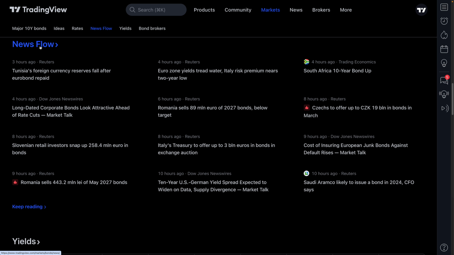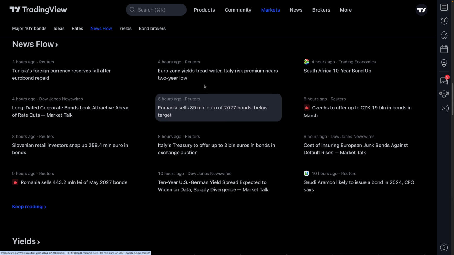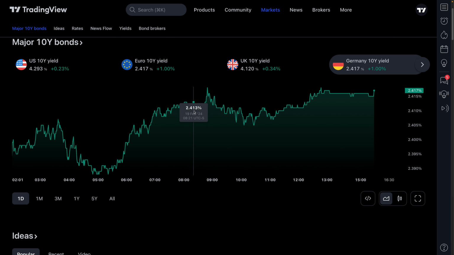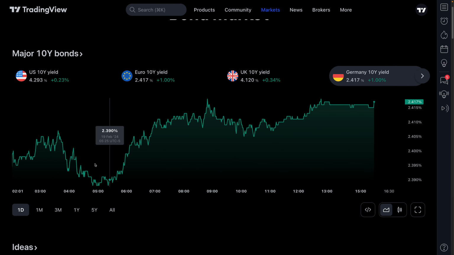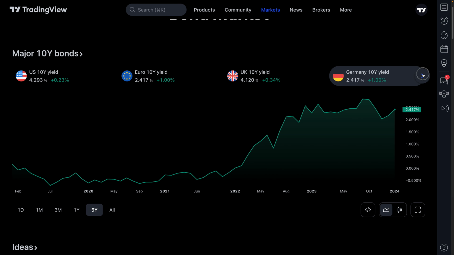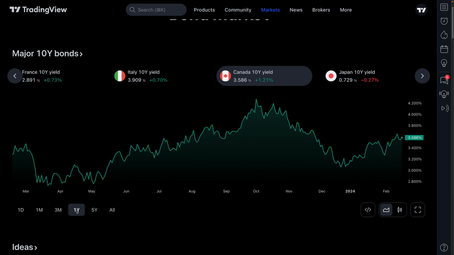So if you are interested in following government bonds around the world and the breaking news happening with them, whether you're in Africa or Europe or somewhere else, you can follow the news flow here right before your eyes and have everything you need to understand what's moving. Also, pay close attention to these time interval buttons so you can click through some of the major bonds in a matter of seconds just by using these time frames.